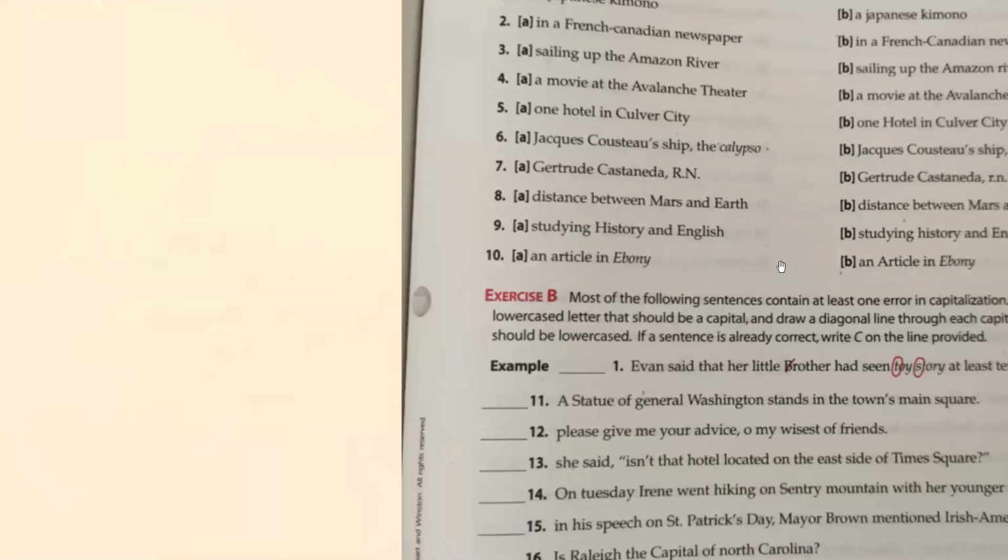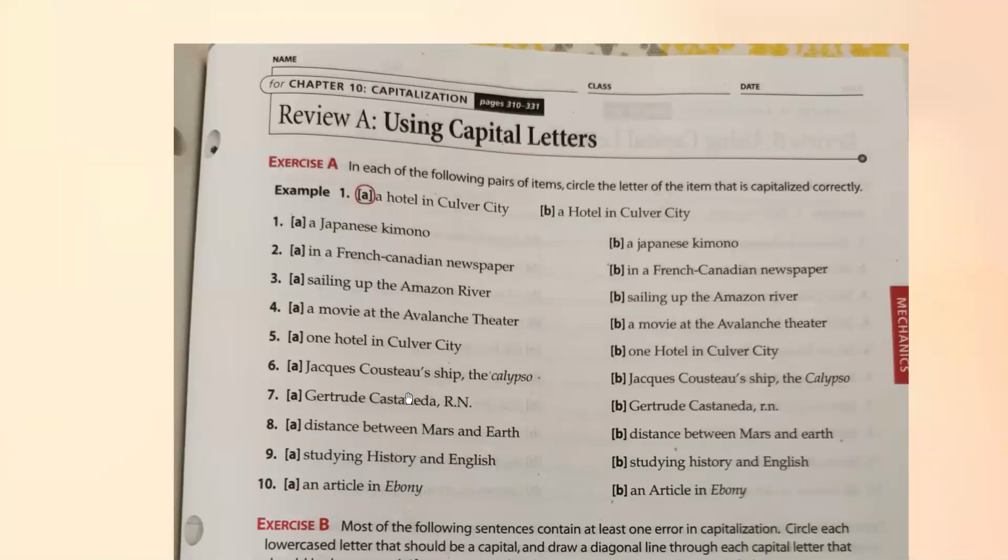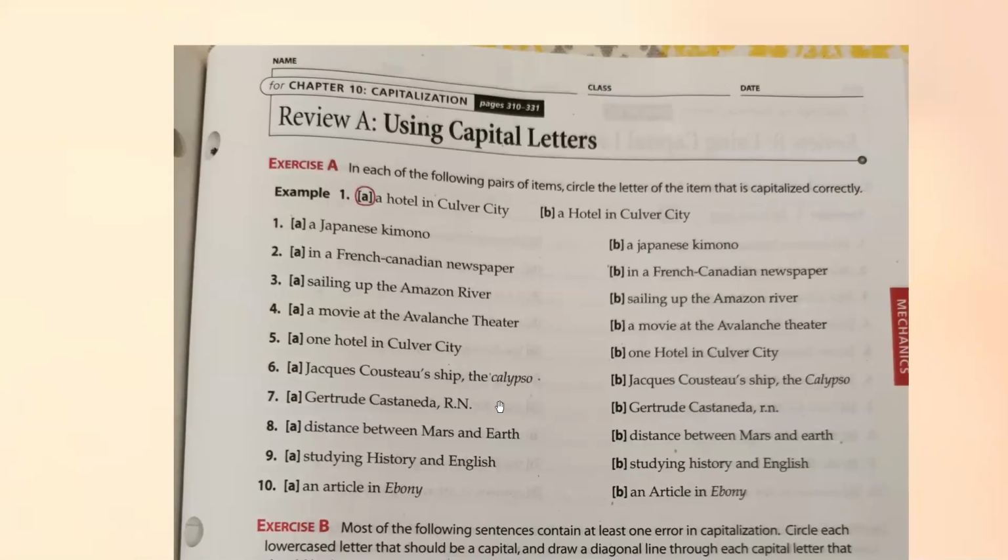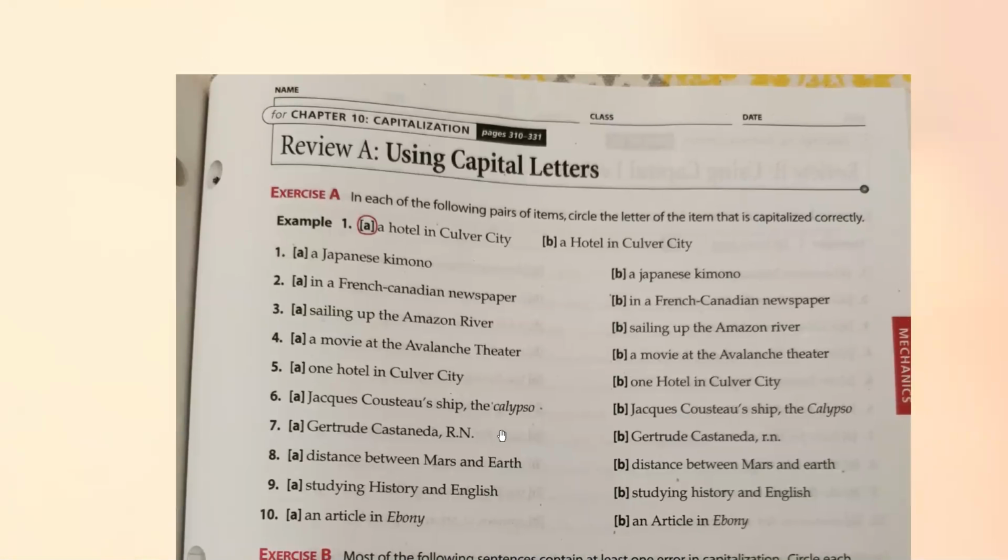We move on to review A, guys. For review A, what they've done here is they've given us column A and column B. And what we have to do is choose the correct phrase, which item is correctly capitalized. So we look at our first one. A Japanese kimono, which one's correctly capitalized? A. The next one, in a French-Canadian newspaper, B. Sailing up the Amazon River, A. A movie at the Avalanche Theatre, A.